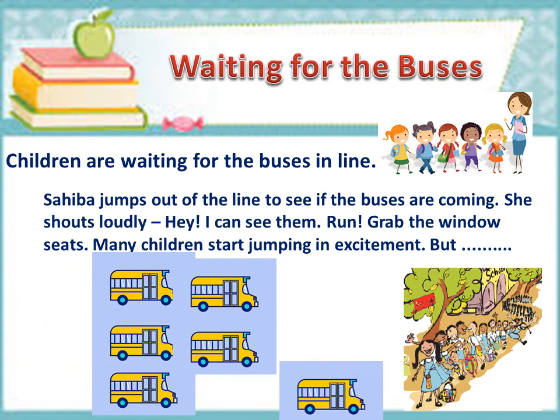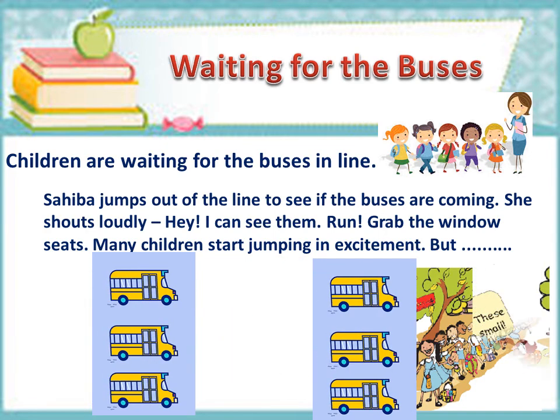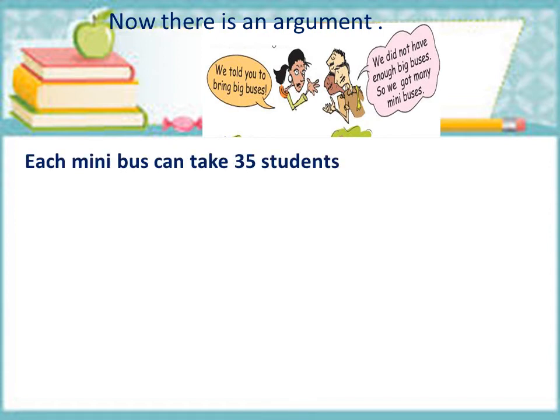But suddenly Meenakshi said, "Stop! What is this? These buses are so small." There is an argument between Meenakshi and the bus drivers. She is asking them, "We told you to bring big buses. Why did you bring small ones?" Then they reply, "We did not have enough big buses, madam. So we got many buses." And they are saying that each minibus can take 35 students.